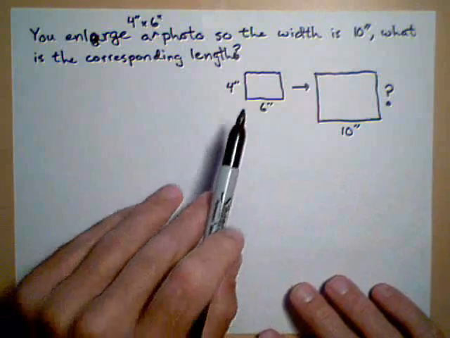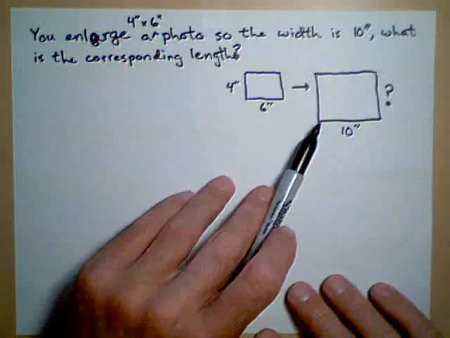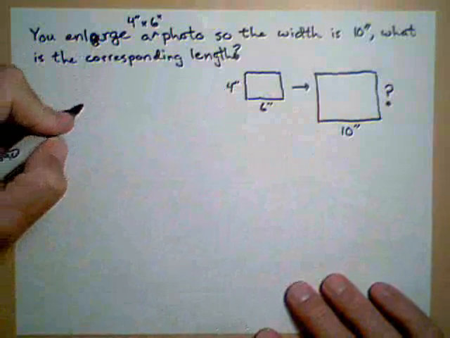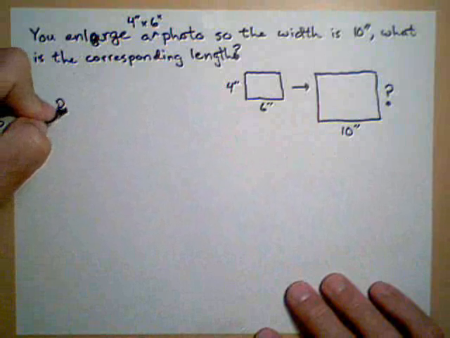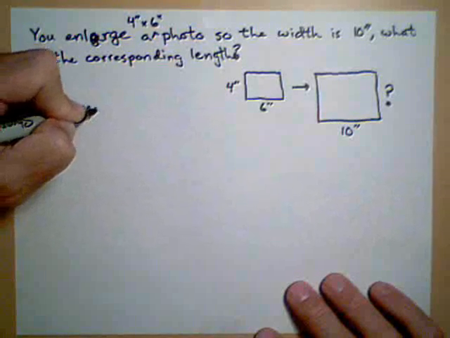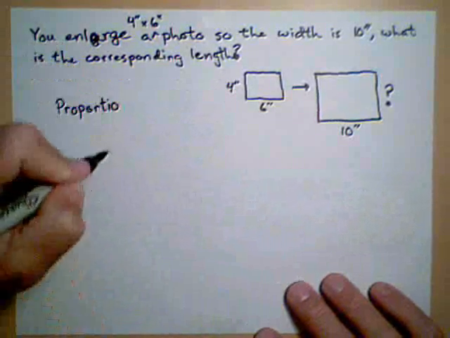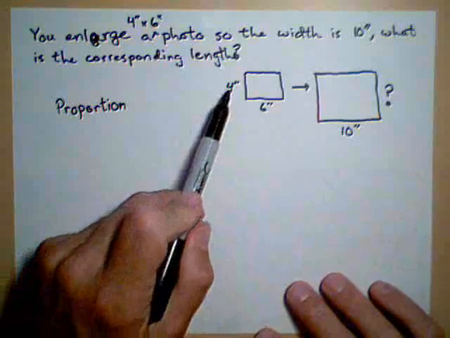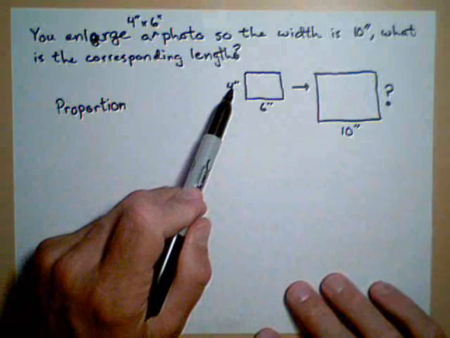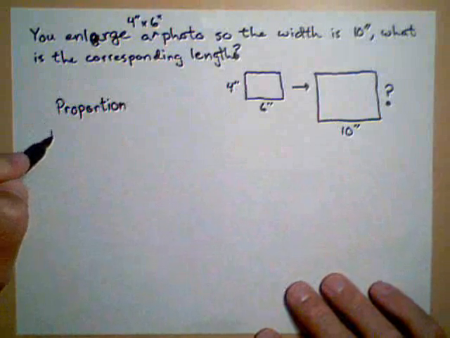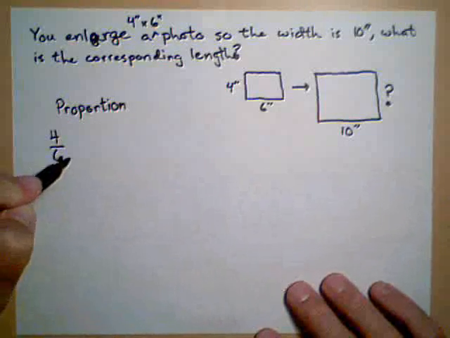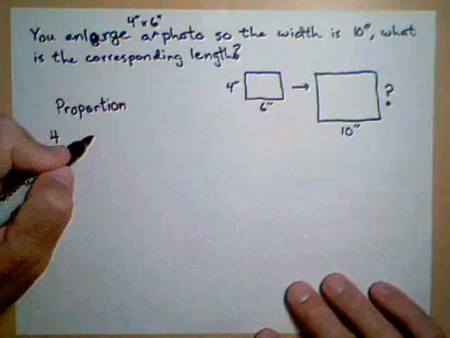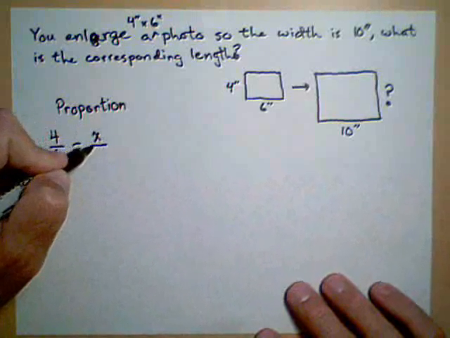Now, because we have to maintain a ratio between the two photos, otherwise it'll become distorted, one way of solving this is to set up what's called a proportion. A proportion is where two ratios are equal to each other. One way we might do that is we might set up the ratio of the sides. So 4/6 for the small photo is equal to, instead of using a question mark, let's use a variable, say x, is equal to x/10.